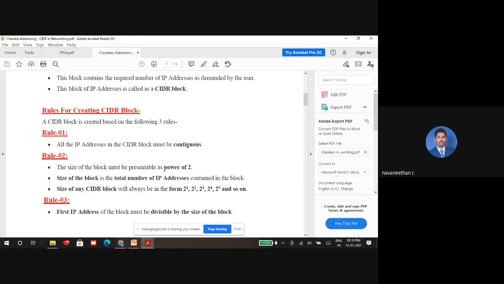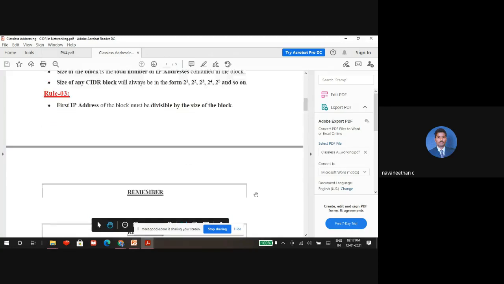Okay, fine. Rule 1: all its IP addresses must be contiguous, that means continuous. Second rule: the size of a block must be a power of 2. Basically, you might have known this one. The size of the block is the total number of IP addresses contained in the block. Keep in mind, the size of any CIDR block should always be represented in the form of a power of 2. It may be 2 power 1, 2, 3, 4, and so on. Last, keep in mind, the first IP address of the block must be divisible by the size of the block. Okay, fine.